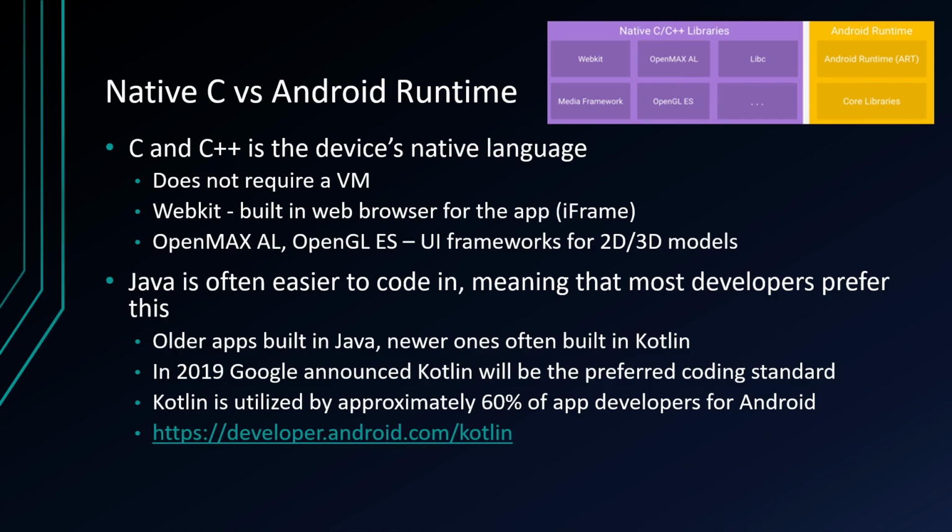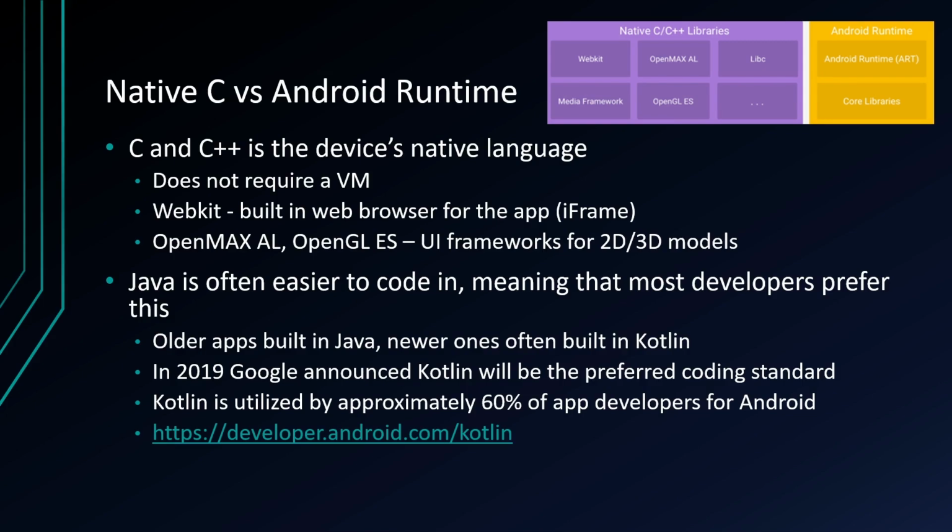Now, let's talk about native C versus the Android runtime. C and C++ are the device's native languages, and anything running through them does not require going through a virtual machine. For example, the WebKit built-in web browser for apps, OpenMAX AL, and OpenGL ES, UI frameworks for displaying 2D and 3D models, run natively. Java, however, is often easy to code in, so many developers prefer it.